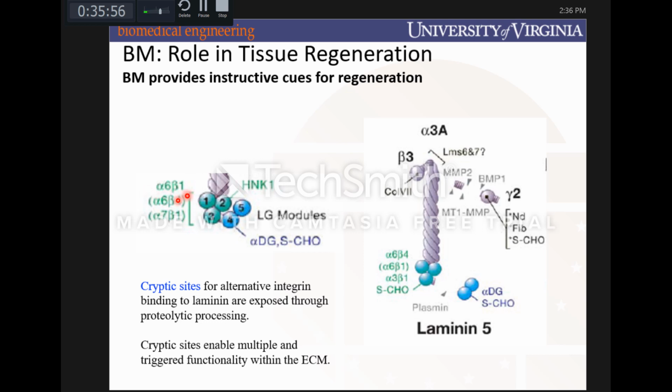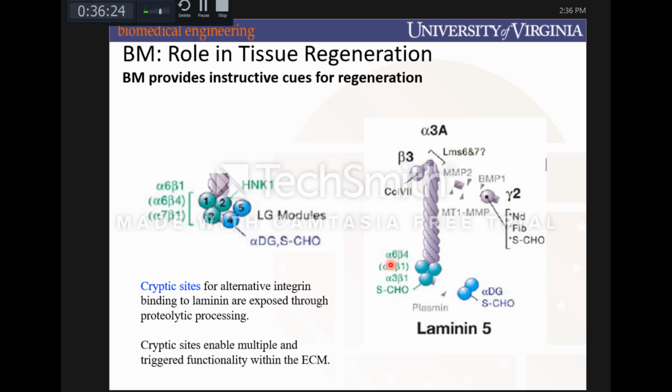And this site is made available to the cell in injury. So the cell will start moving towards the site of injury. And then once it gets there, plasmin, which is actually a serine protease involved in clotting, will increase in local concentration as you get closer and closer to the wound. And you'll reach an equilibrium where plasmin actually starts cleaving most of these bits of the laminin.